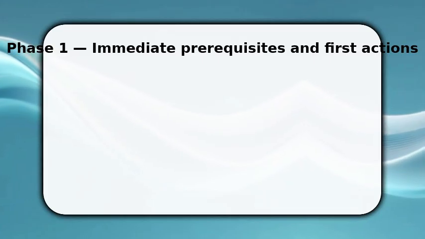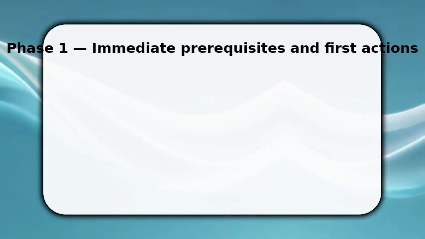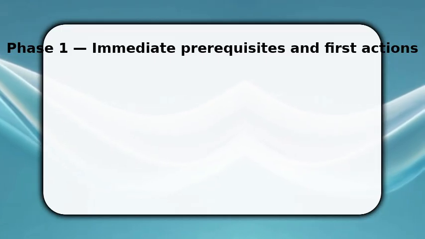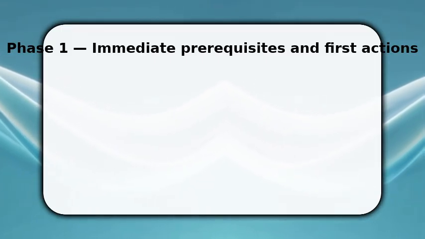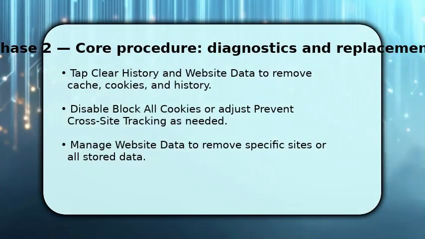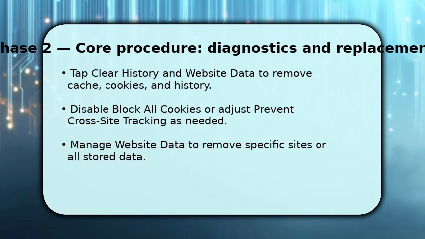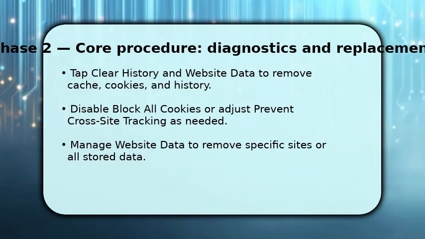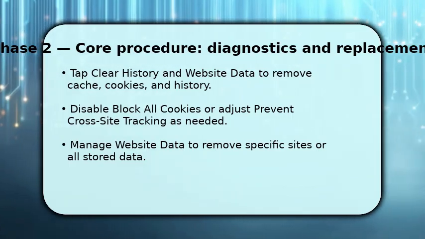These are the first actionable controls you'll use to remove cached pages, cookies, and history. Make sure to pause and review which sites you'll lose data for before you tap Clear. Once done with the initial step, tap Clear History and website data to purge cache, cookies, and browsing history. That frees space and resolves many loading issues.